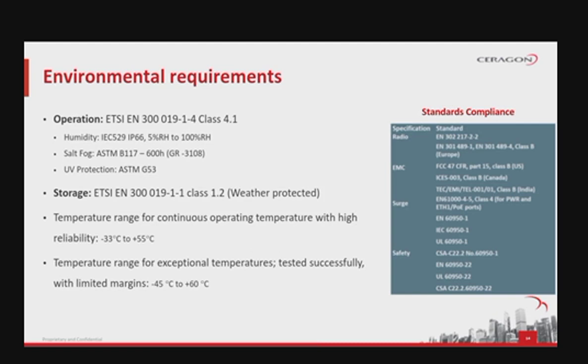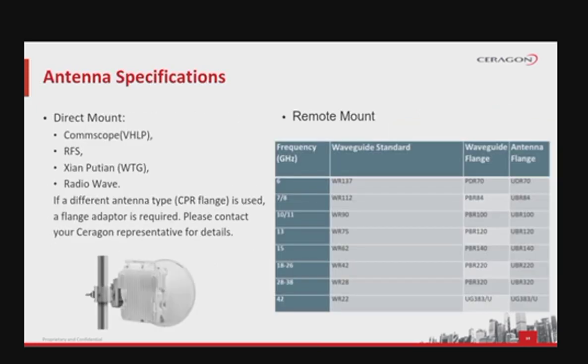with limited reliability. If you plan to order an antenna, note that Ceragon network elements work with following vendors: CommScope, former Andrew, RFS, Xian Putian and RadioWaves. Note also in the right table the waveguide and antenna flange codes and standards for each operating frequency band.